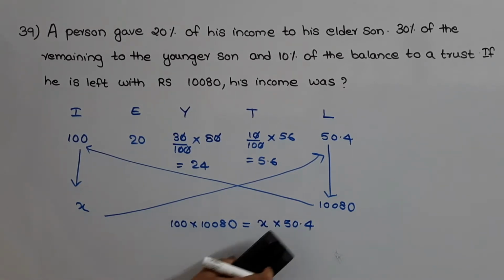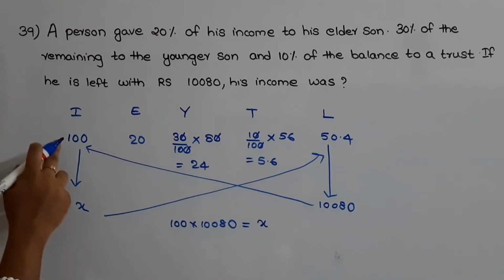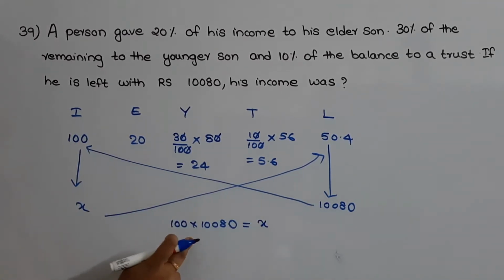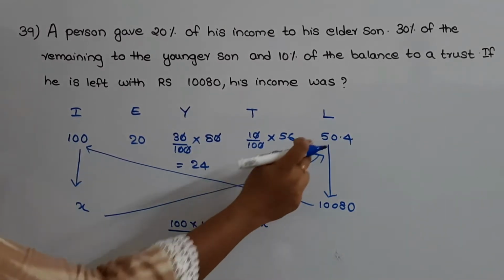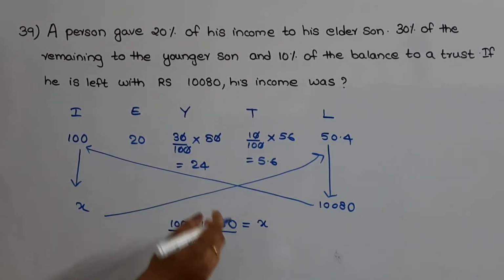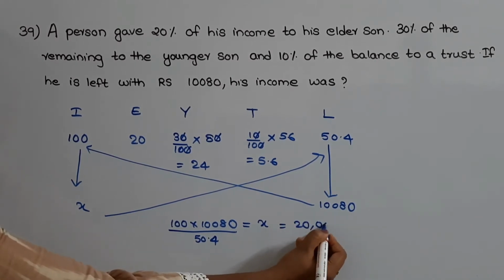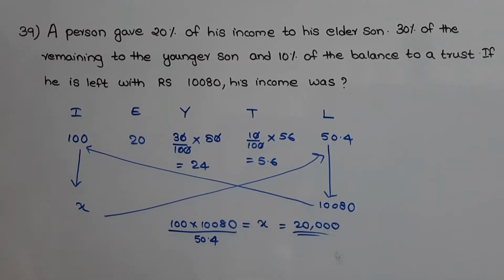So from this x value will be equal to 100 into 10,080 divided by 50.4. On solving this you will get the value of x as 20,000. So the income of the person is rupees 20,000. So this is the answer.